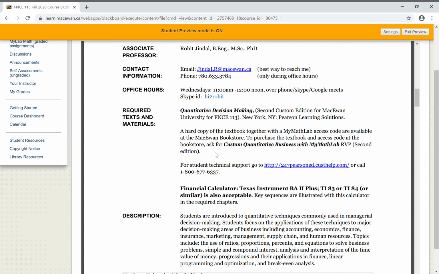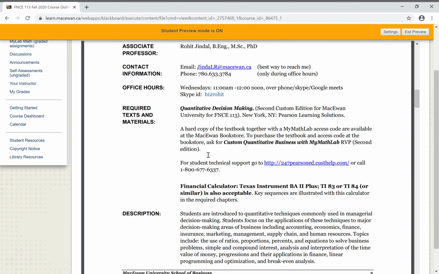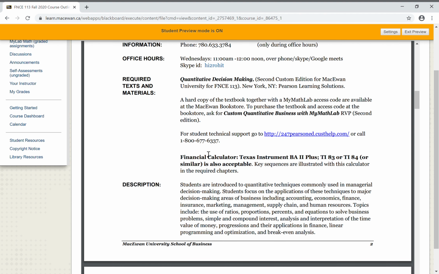Now, whenever you access MyMathLab, you can also access the ebook version of the textbook. Also note that the textbook has answers or solutions to odd number problems at the end of the book. So if you're solving some problems from the book, you can always look up the answers, and they are at the end of the book or at the back of the book.